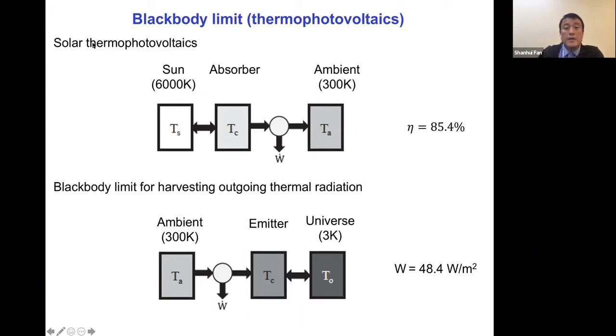Similarly, you can reverse some of the arrows here. So now you can imagine an emitter facing the universe, and therefore performing radiative cooling and cooling down. And you can run a heat engine between the ambient and the emitter to extract work. And the calculation then indicates the amount of work that you can generate is about 48 watts per meter square at its maximum. So that is the Blackbody limit for harvesting outgoing thermal radiation.